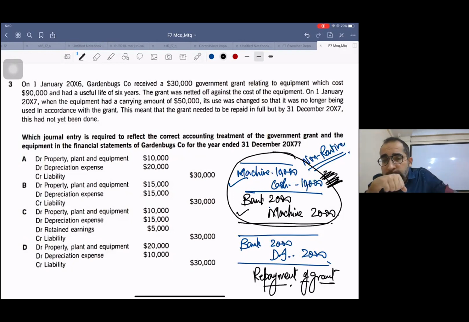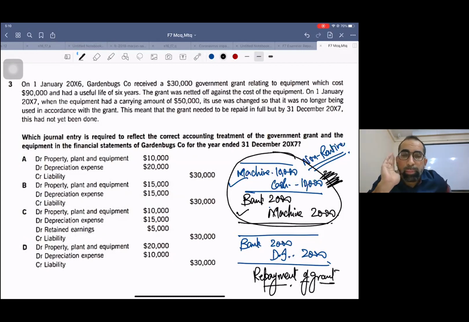But my dear student, this repayment of grant topic you have done with deferred income. Many students have done the repayment of grant topic with deferred income, but this time the question says you have to use the net off approach and there is a repayment. So how to do it?